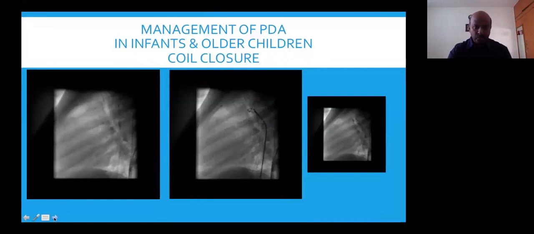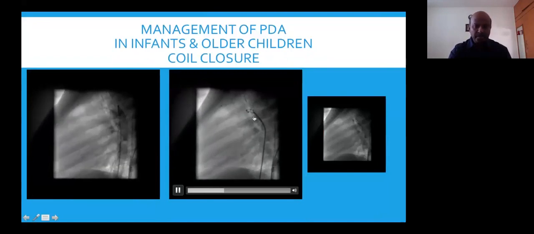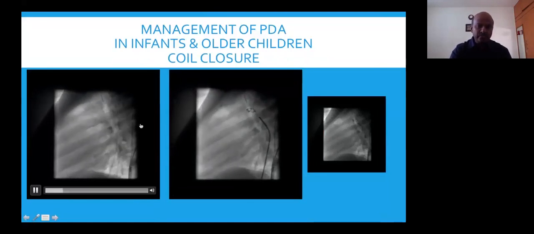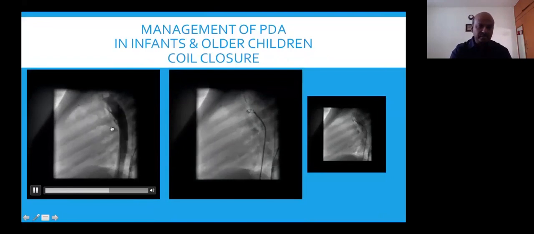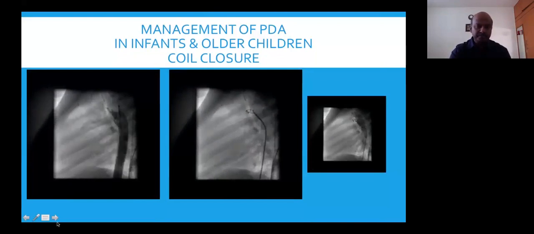And older children with very small complex PDA, small shunt. This coil closure has been done from the retrograde side. So this takes care of a small shunt, mainly to prevent the risk of endarteritis. Here the shunt is not significant, but mainly to prevent the risk of endarteritis.